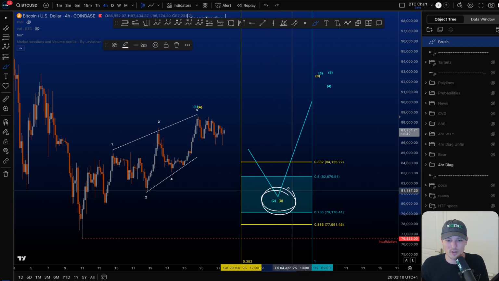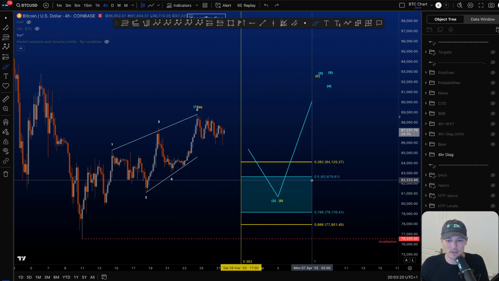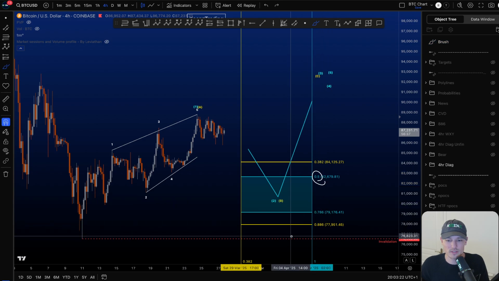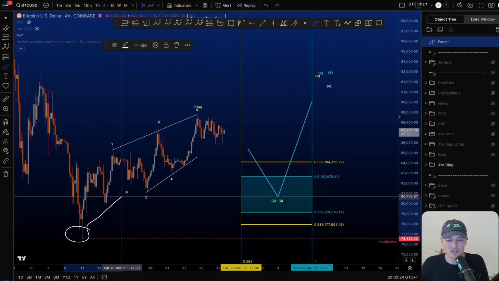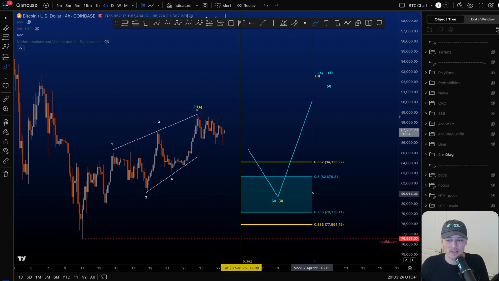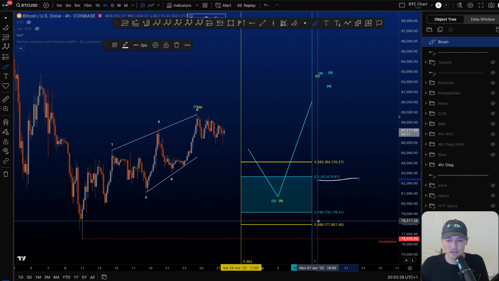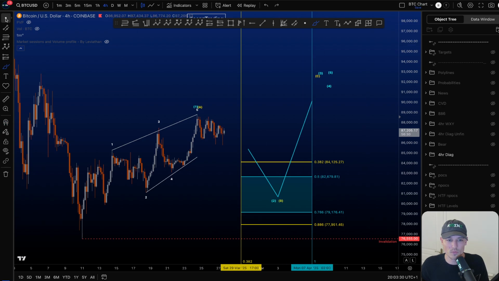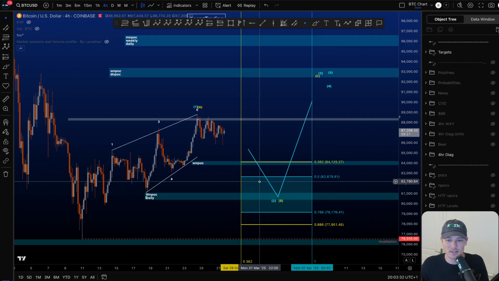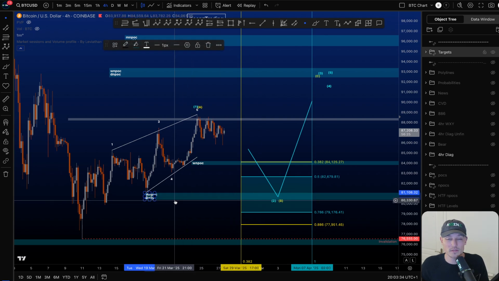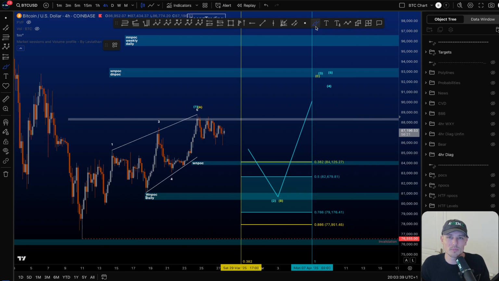The most common retracement target for a wave 2 or B is the 0.5 to the 0.786 Fibonacci, taken from the start to the end of 1 or A, giving you a target between 82.7 and 79.1K. Inside this target area, we have some additional support between 80.3K and 81.1K.